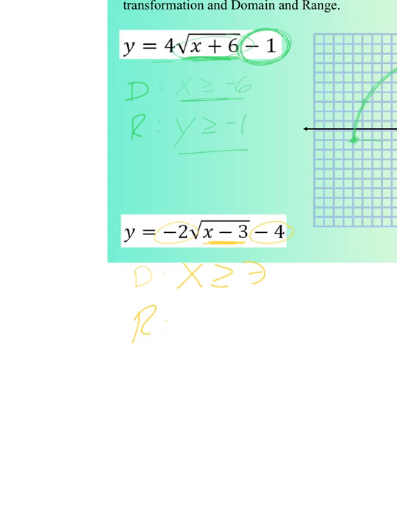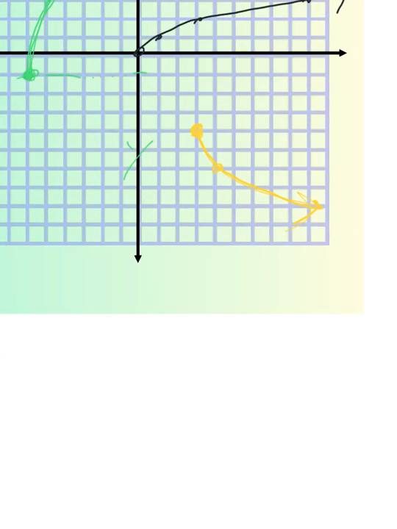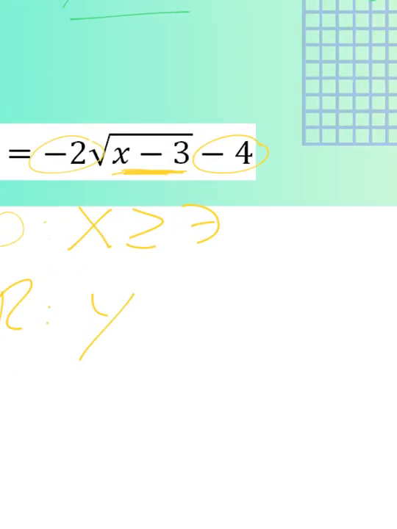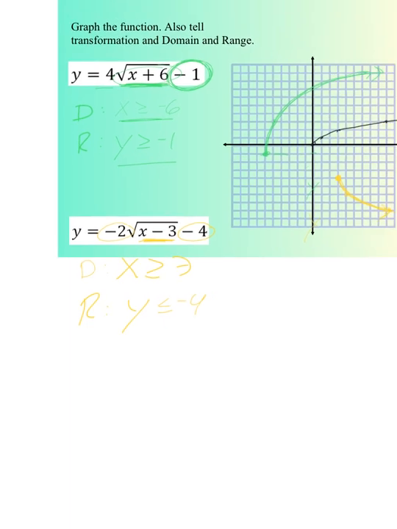But for the range now, for y, we are going down. We went down 4, and then we went further down into the negatives along the y-axis, right? So we're at -4 and then further down. So in this case, we're talking about y is less than or equal to -4. I want -4 and then -5 and -6 as I look at that graph, because that's the direction it's going.